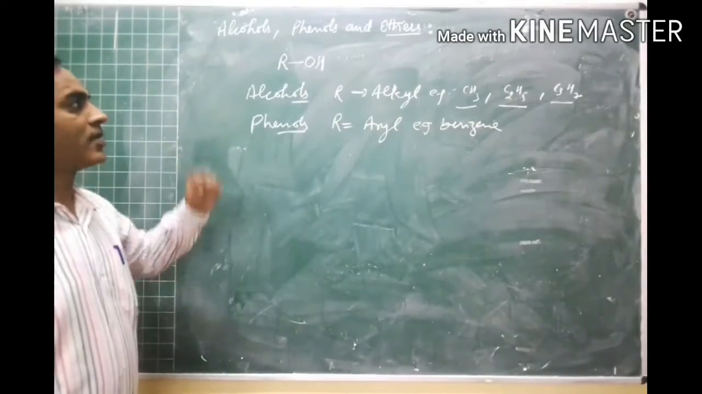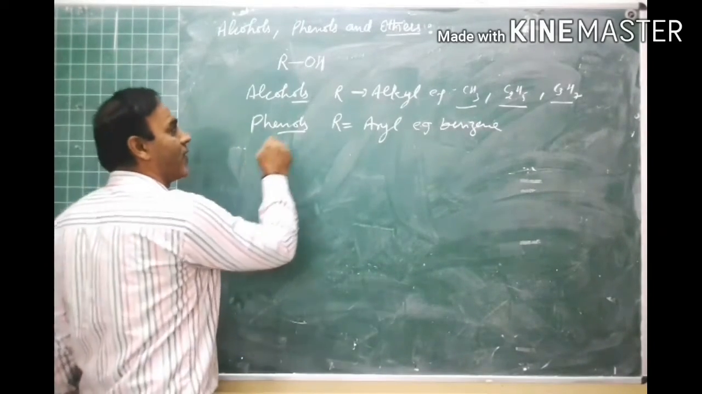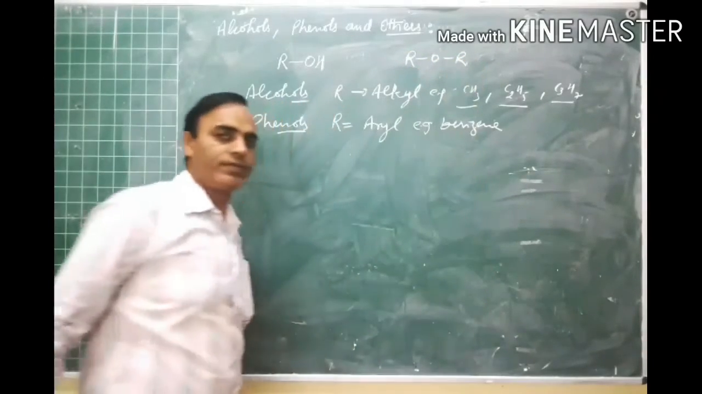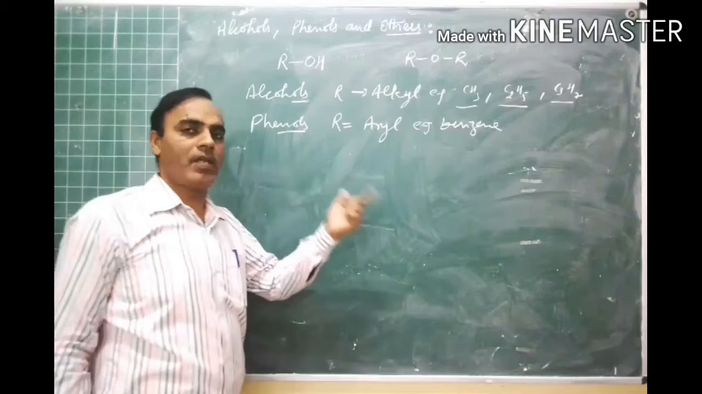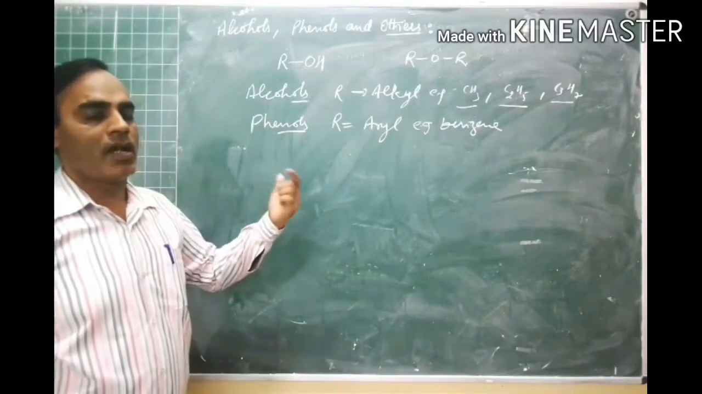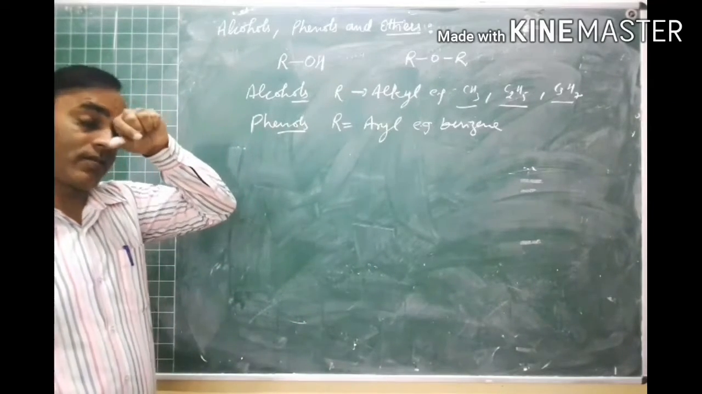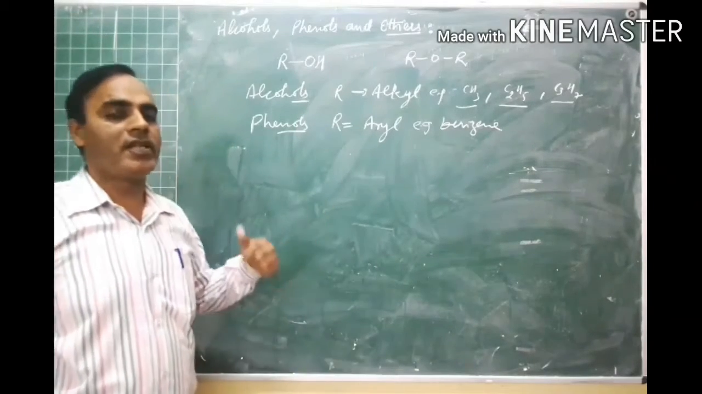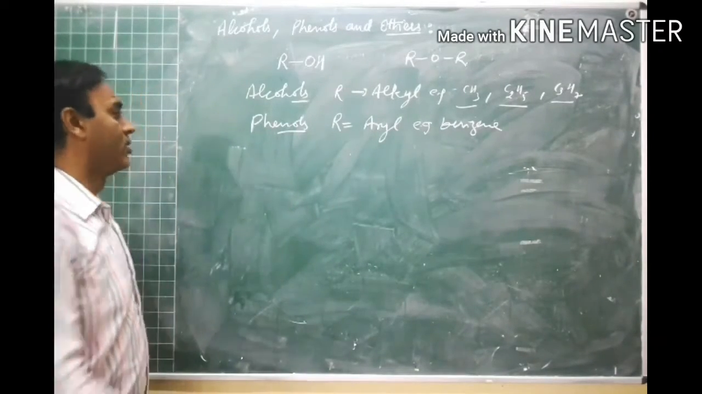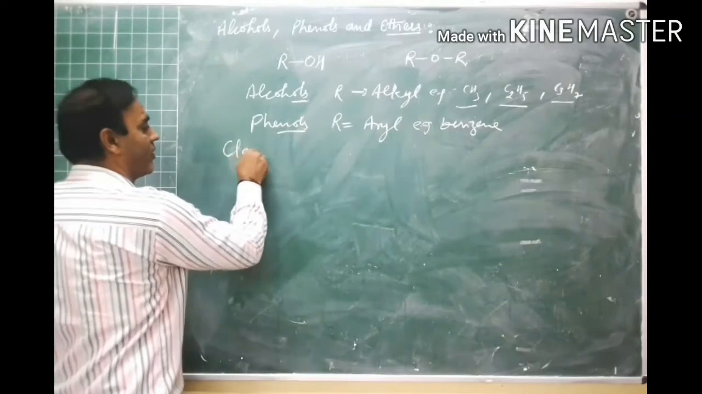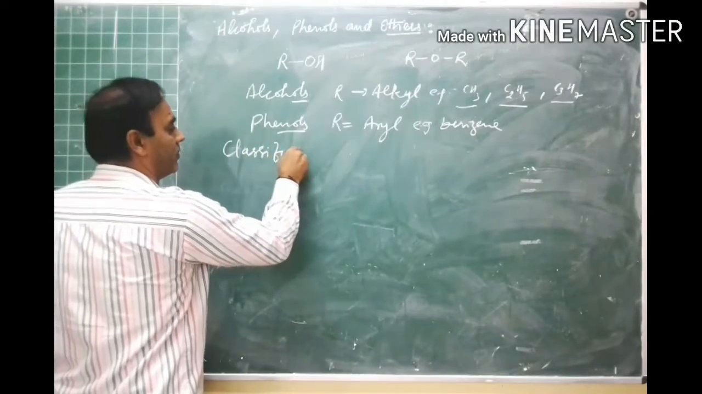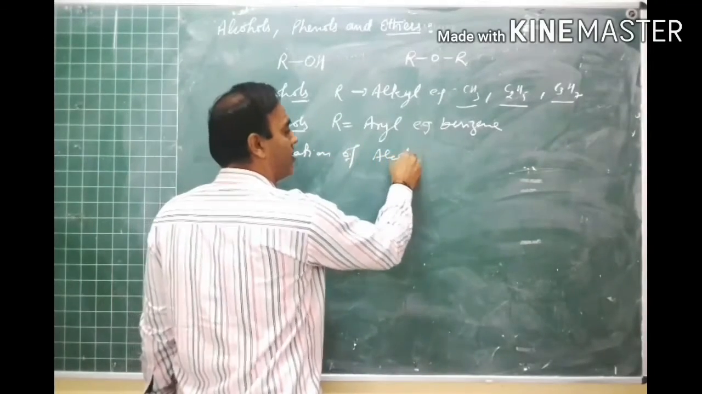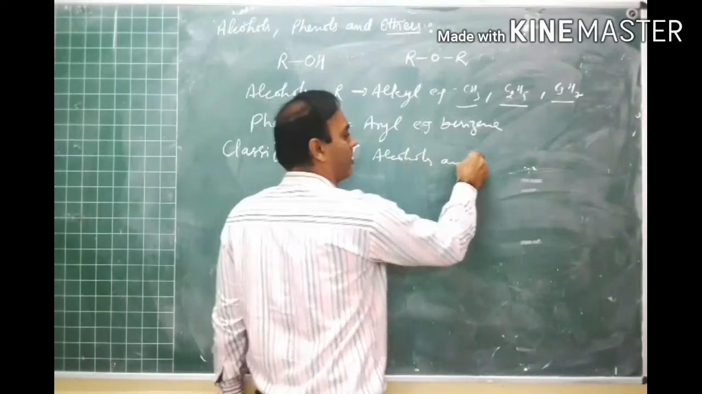Now we will discuss ethers. Ethers are represented by the general formula ROR, right? Here R can be an alkyl group and R can be an aryl group in case of ethers. Now we will discuss the classification of alcohols and phenols, and after that we will discuss the classification of ethers. Now first is classification of alcohols and phenols.